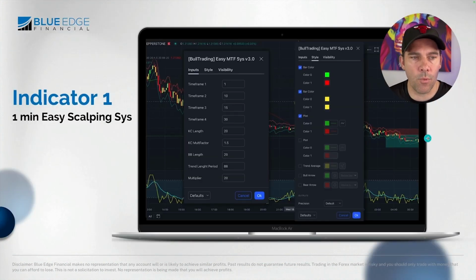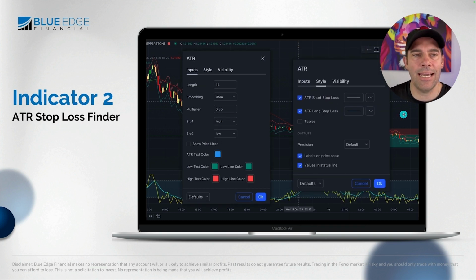So indicator number 1 is the 1-minute easy scalping system. It's by Bull Trading. And the only thing we're going to be changing on the inputs is the trend length period. We're going to be changing to 88. Okay. Then for the style, we're going to keep the top 3 checked. Everything else we will uncheck. And then for the bar colors, change them to yellow. Okay. That's it.